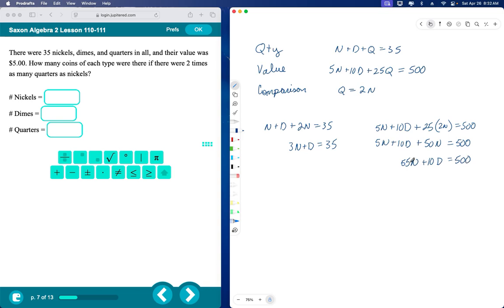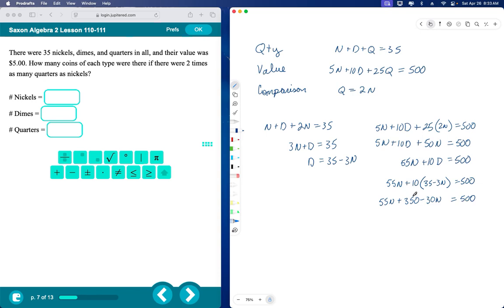All right, so now I have a situation where I can actually use this to create a substitution value for D if I want to solve it that way, and I think I will. So D is equal to 35 minus 3N. So I'm going to put that in for D. 55 times N plus 10 times D, and D is 35 minus 3N, is equal to 500. So 55N plus 350 minus 30N is equal to 500.